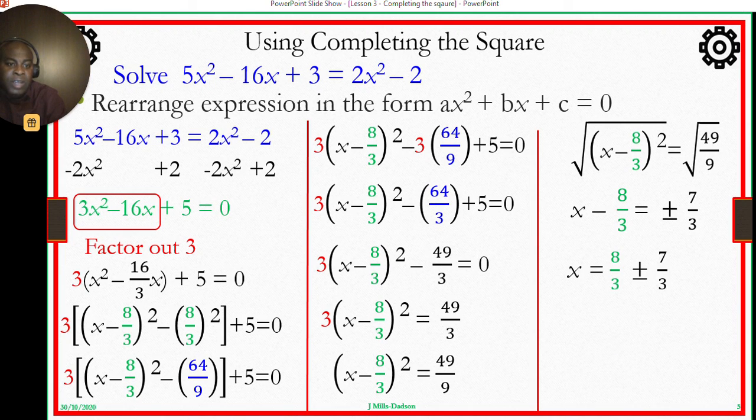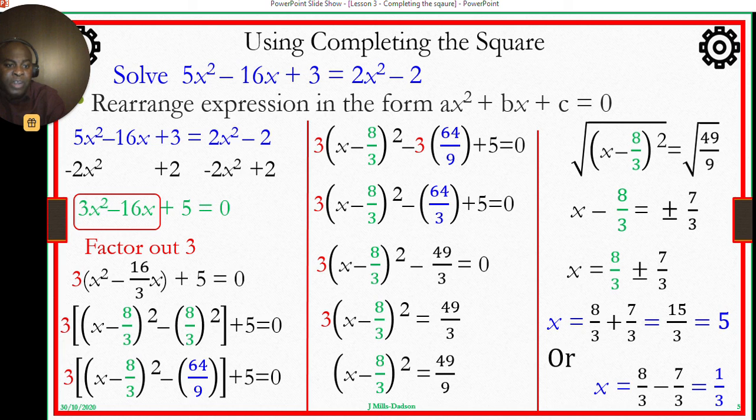Now to get our answer, our first x is 8 over 3 plus 7 over 3. That works out as 5. And the second one, 8 over 3 minus 7 over 3, works out as 1/3. So our x is equal to 5 or 1/3.